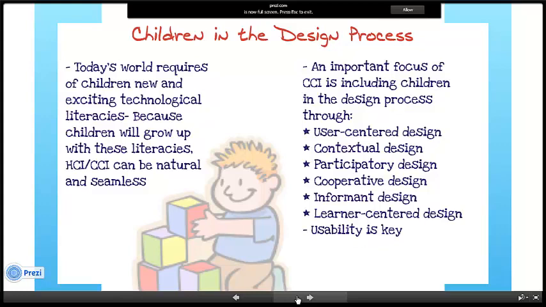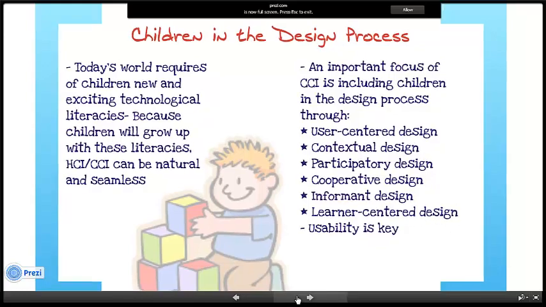Any number of design theories, such as user-centered design, contextual design, participatory design, cooperative design, informant design, and learner-centered design, can be implemented to address the unique needs of children as well as to involve them in the design process in terms of their interaction with computers. As with design in general, usability is key to successful computer-child interaction. And now we're going to watch a video.